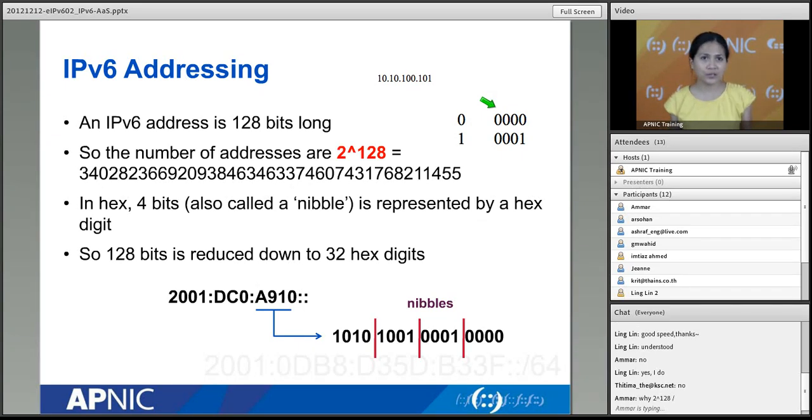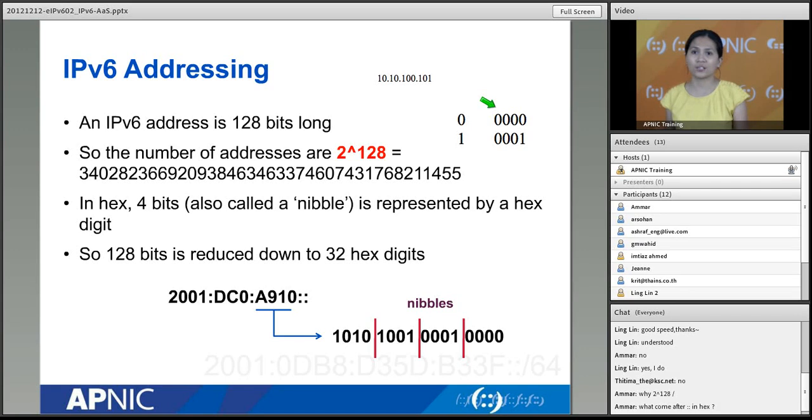And since we're using hex, now we can trim down the IPv6 address into just 32 hex digits. Okay, do you understand? So 32 hex digits, because from 128, we trim that down. We're using hex now. Each hex is equivalent to 4 bits. Therefore, only 32 hex digits. This is an example of an IPv6 address.